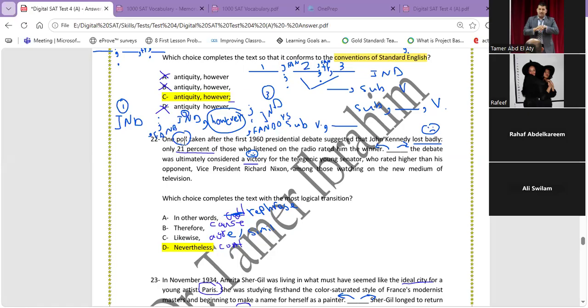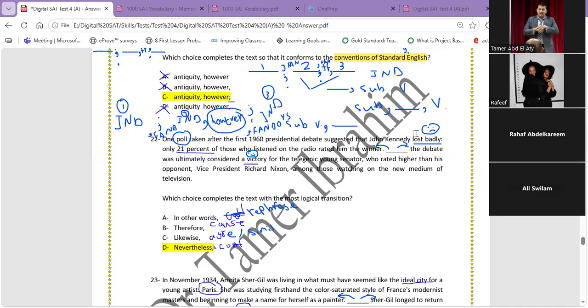Let's find. One poll taken after the first 1960 presidential debate suggested that John Kennedy lost badly. Then colon, explanation. Only 21% of those who listened on the radio rated him the winner. The sentence after: The debate was ultimately considered a victory. How?